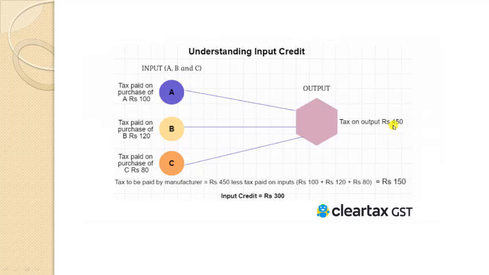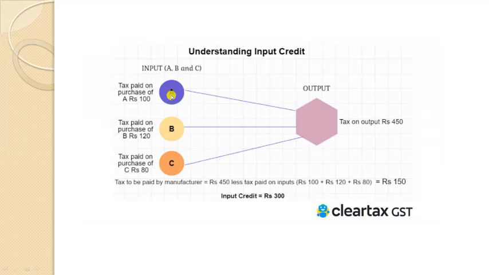If you notice, he has to pay output tax liability of 450. That is, when he has sold his product, the sweet, to the customer or to the next person in the supply chain, there arises an output tax liability of rupees 450 which he will be liable to pay to the government. If input tax credit was not there, he would have to pay this full 450 rupees to the government. But thanks to the concept of input tax credit, the output tax that he has to pay will reduce significantly in proportion to the input tax credit that is available.